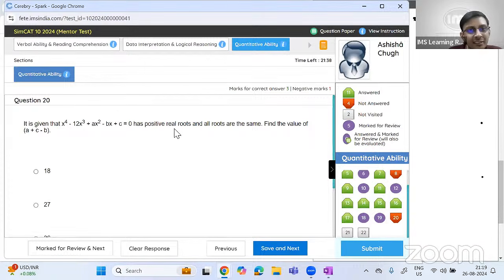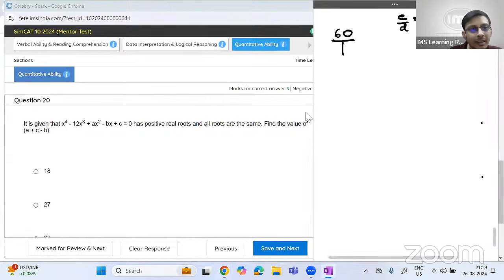It is given that this has positive real roots. All the roots are the same. Find the value. Okay, positive real roots, all roots are the same, and we have this 12. Okay, seems simple. So we will have minus of minus 12 by 1. So 12 will be the sum of the roots. Power is 4, so we have 4 roots.